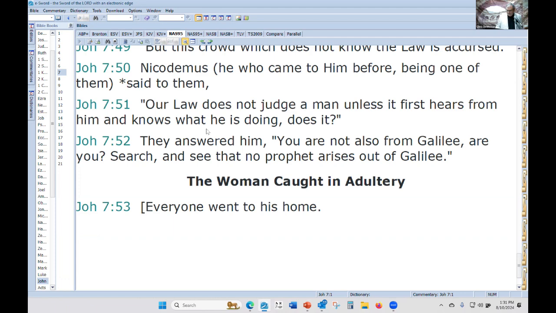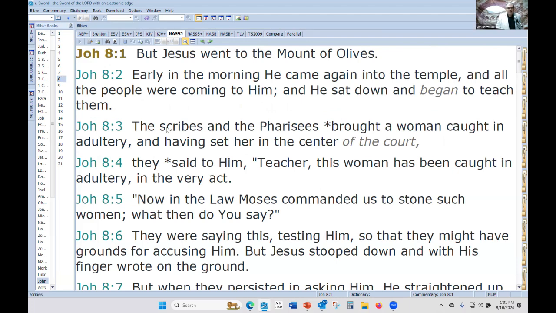Another reason that it's suspect is the phrase, the scribes, where John talks about the scribes and the Pharisees bringing a woman caught in adultery. The scribes is the only place in the Gospel of John where that phrase exists. He never refers to the scribes in the other interactions when the scribes are actually there. So there's a lot of evidence that this isn't actually supposed to be in the Bible.